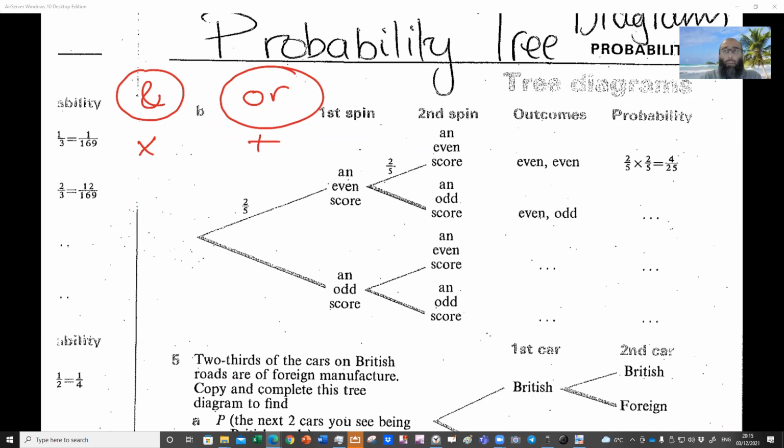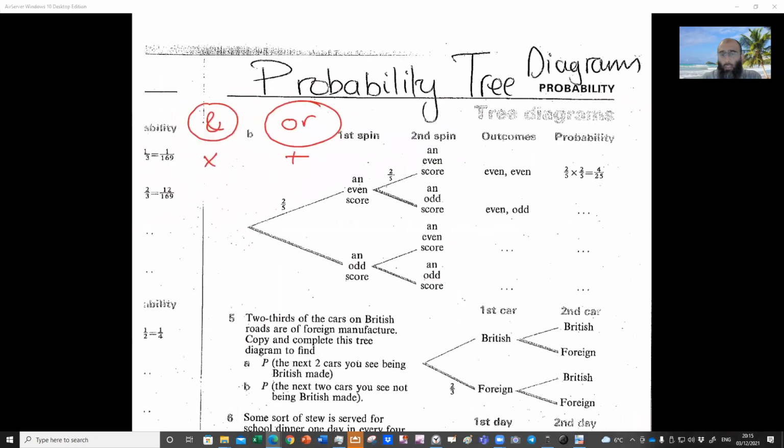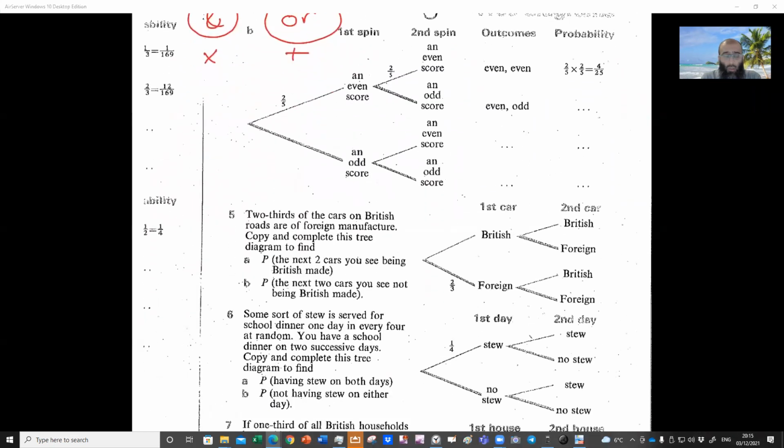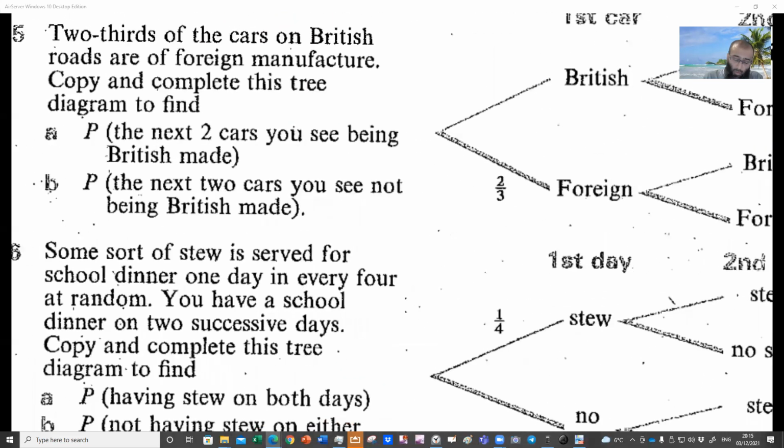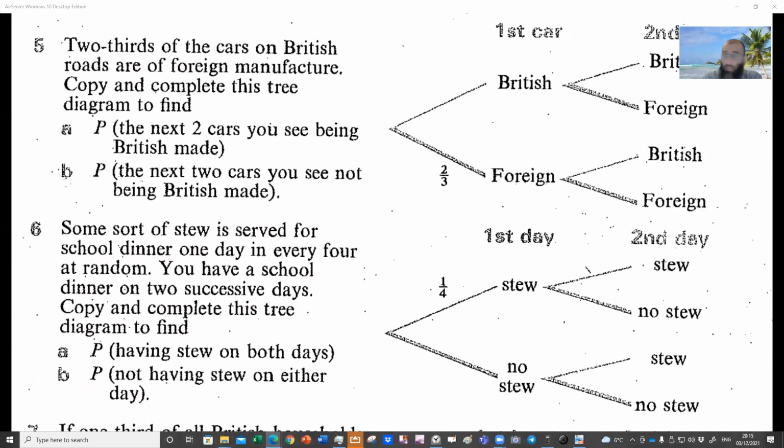And means times and Or means plus. Okay, lovely. So let's have a look at this first basic level of question, which it gives us in the form of a tree diagram. That's just one way we can display it. So let's have a look at question number 5.